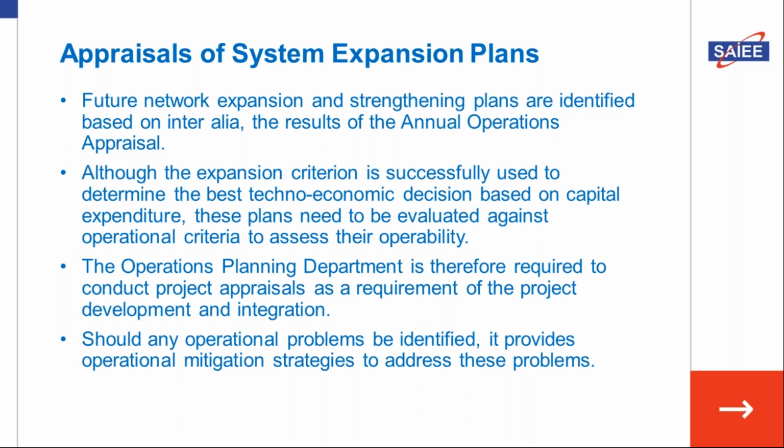And also, as part of the development and integration project requirement, we have to conduct this to make sure that when a final solution has been given, it would have been tested for operability. Should we identify operational problems, in this case what we normally do is come up with mitigation strategies. An example could be, say, if we were appraising a power station and we find out that it does not meet the grid code, what we will do is come up with a scheme to make sure that we still comply with the grid code.